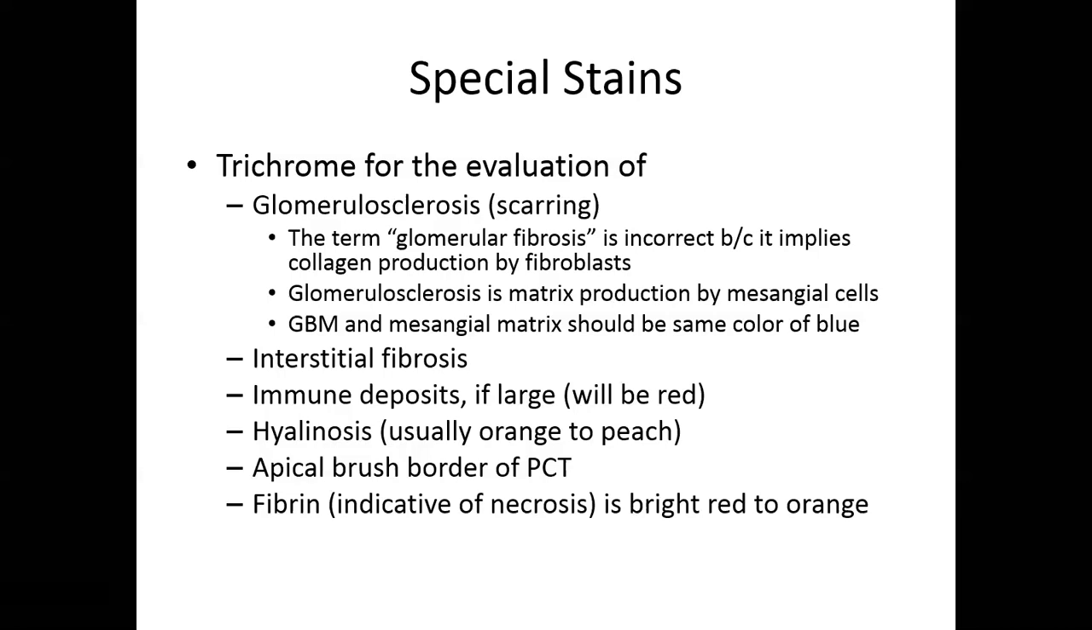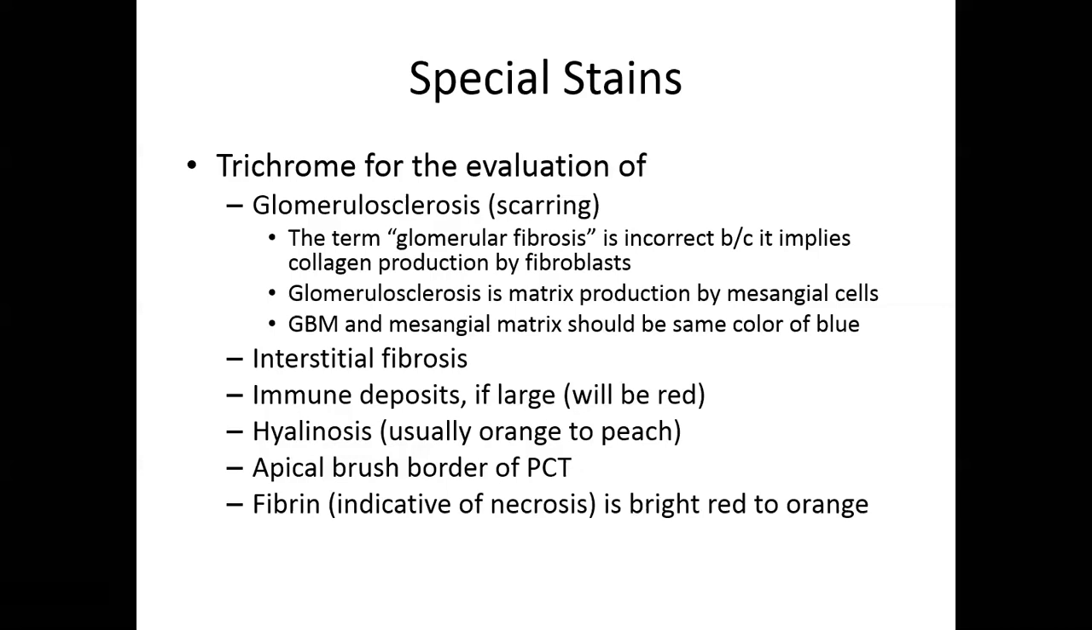Trichrome actually also is really good at staining the apical brush border of the tubules, and it should stain it kind of red just because there's so many proteins labeling all along the apical brush border. So you can see the apical brush border in a trichrome usually.